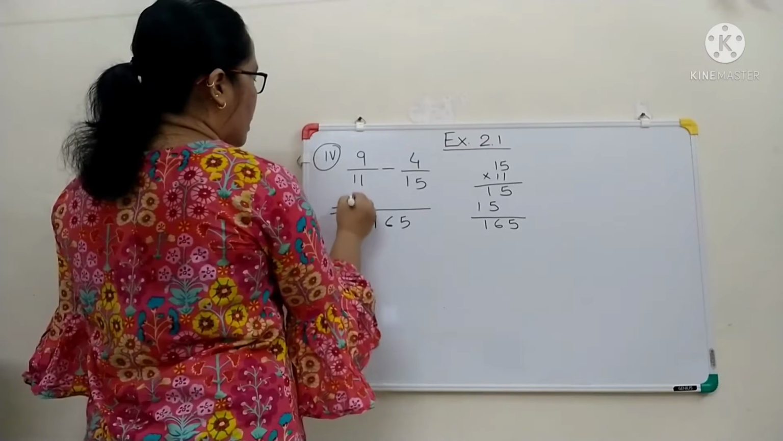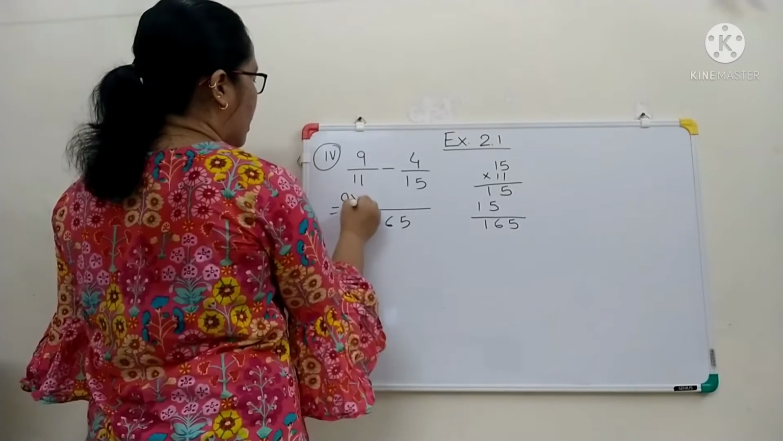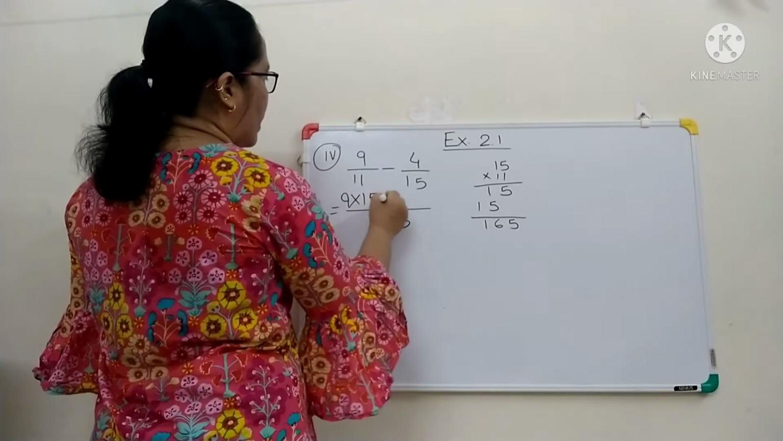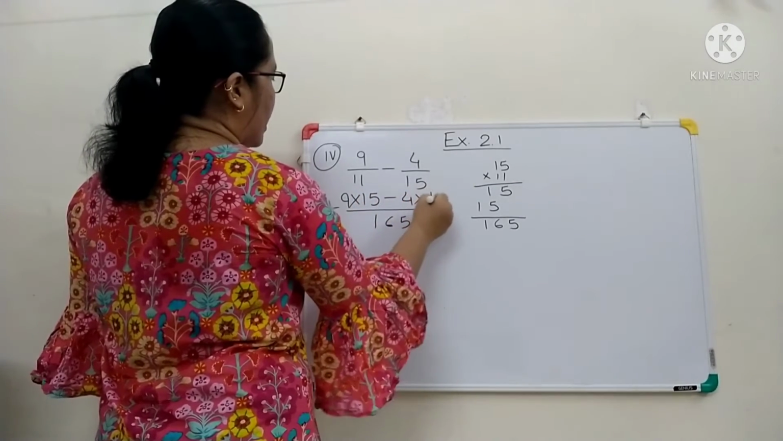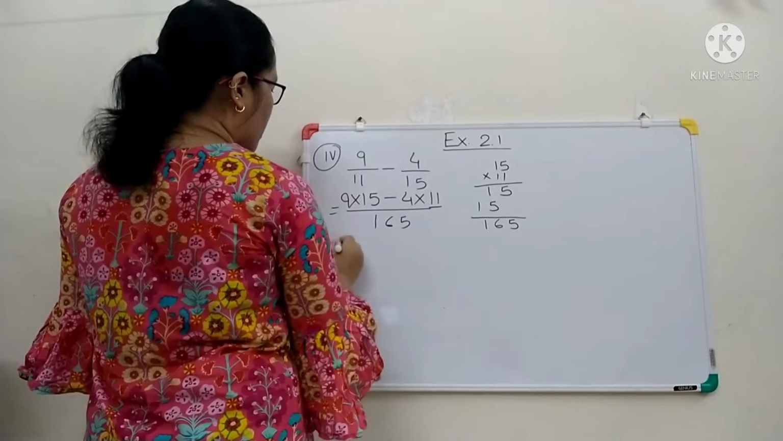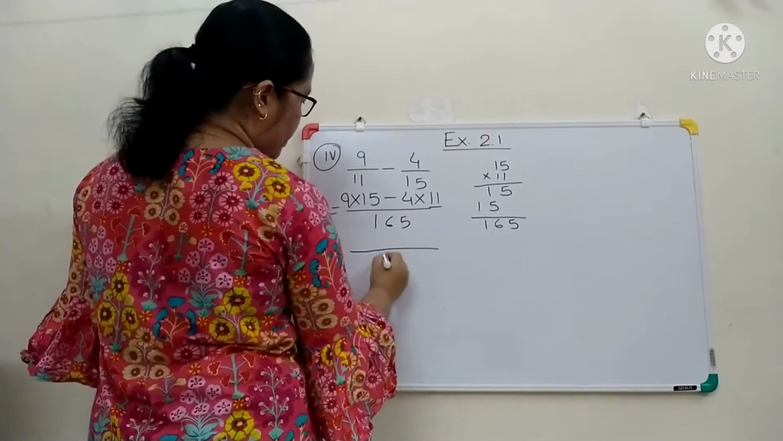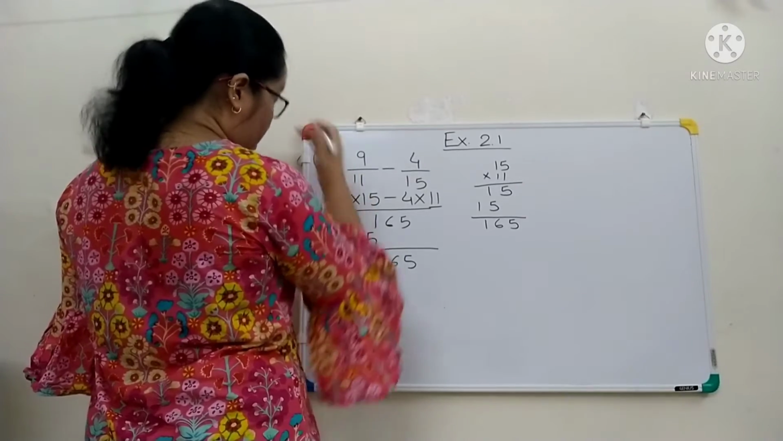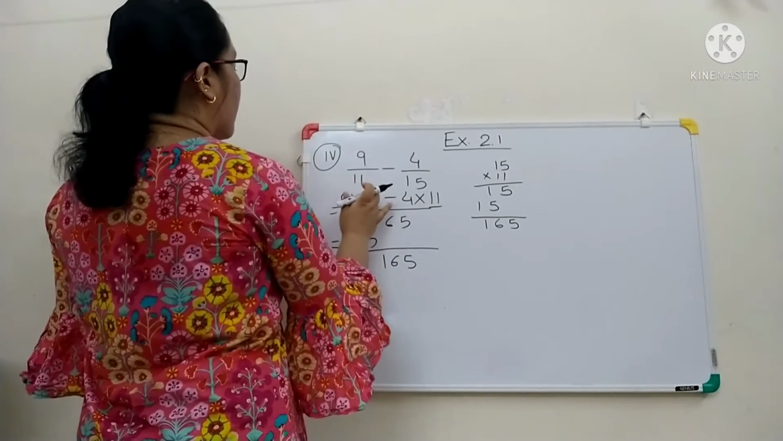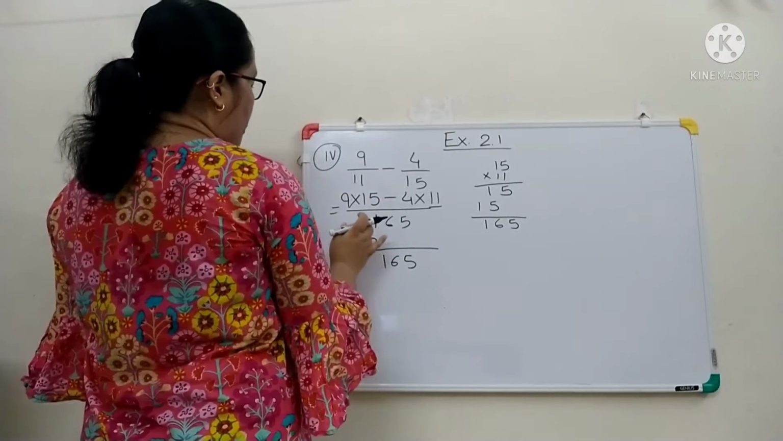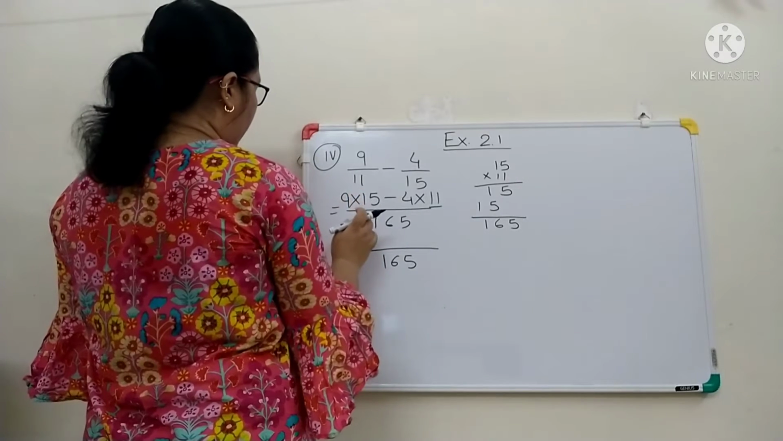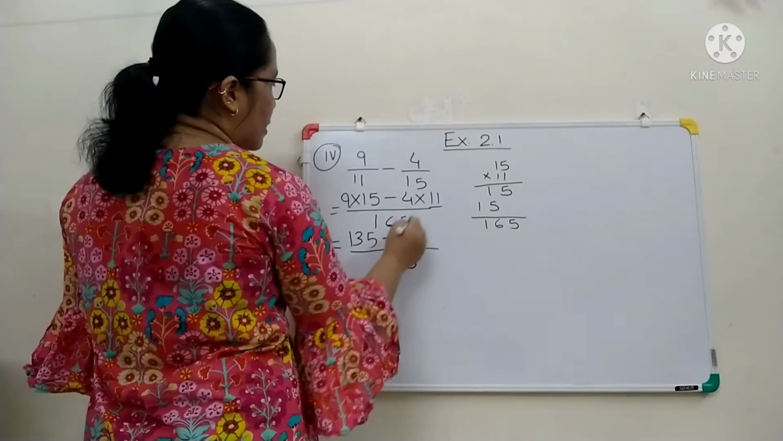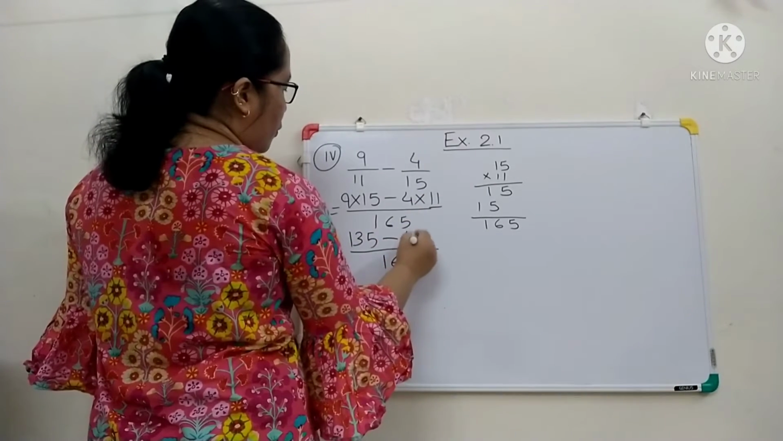Then 9 into how much? 15 minus 4 into 11. So 9 15s are how much? 5 9s are 45, 5, 4, and 9 ones are 9, 10, 11, 12, 13. Minus 4 11s are 44.